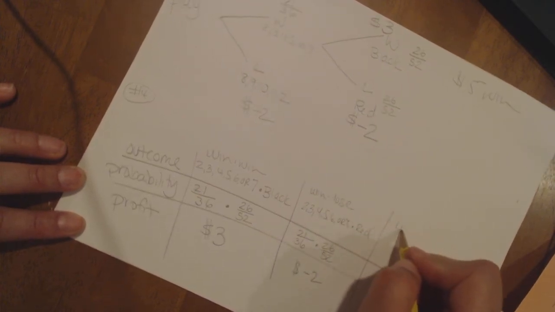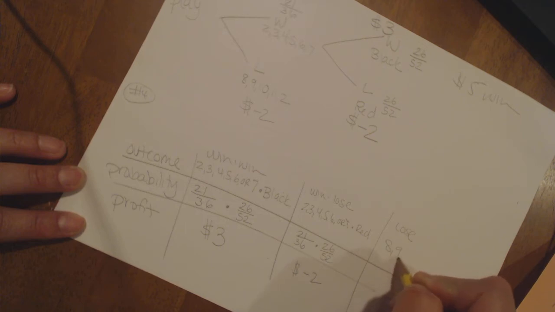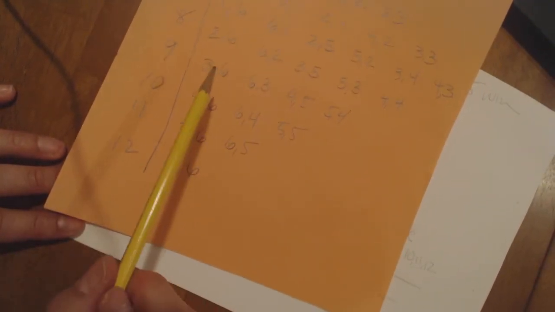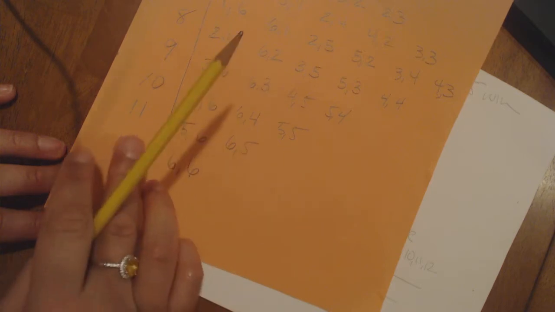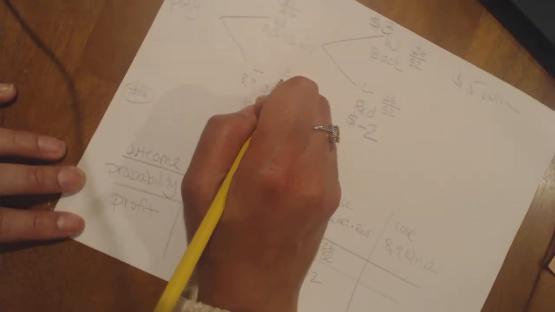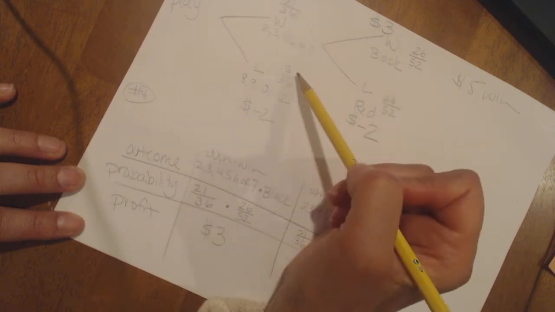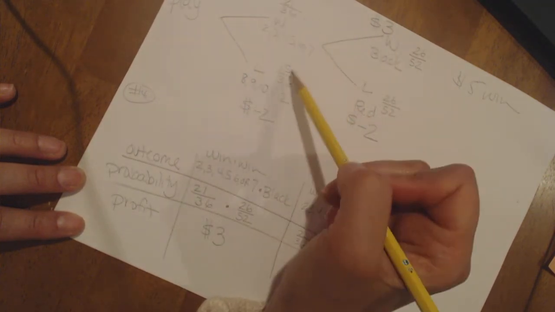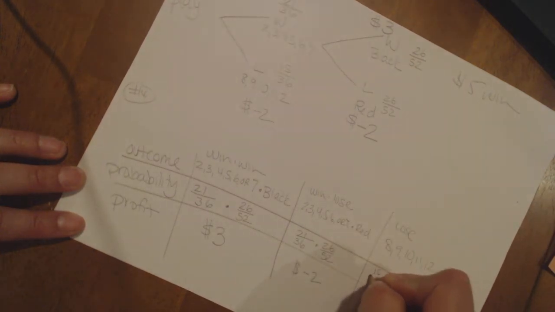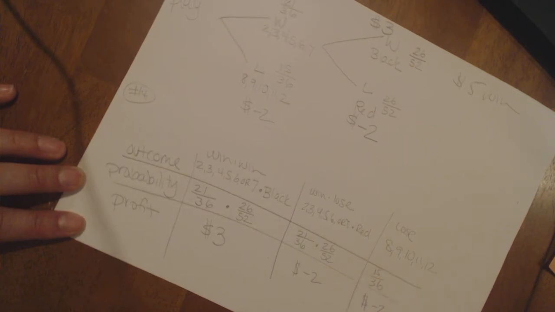So this again is 21 out of 36 times 26 out of 52. Or I can just lose. Just losing is 8, 9, 10, 11, or 12. Losing, if I add up all of these, so 8, 1, 2, 3, 4, adding them all up, there's 15 different ways out of 36. And if you add 21 and 15, that is 36 out of 36. Remember, these do add up to 1. So it's going to be 15 out of 36. And I ultimately lose $2.